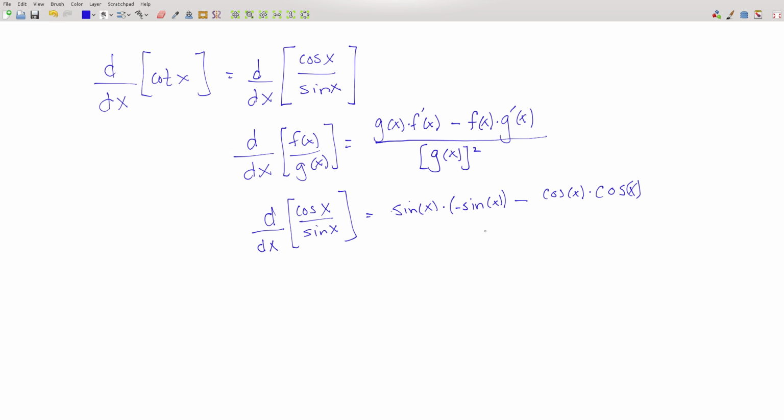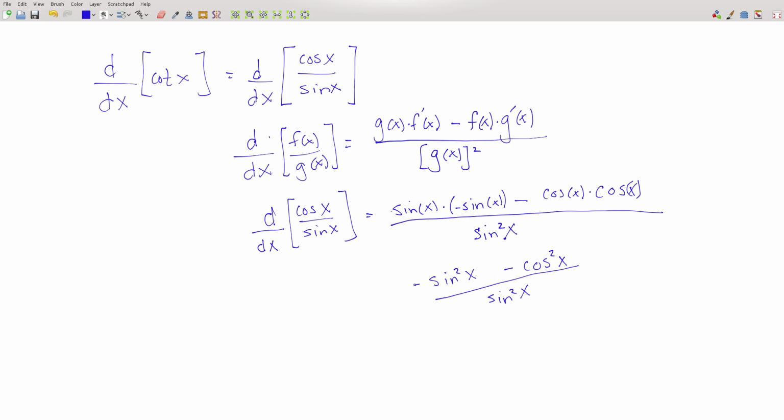Okay, so now we have all of this over the sine squared x. Now let's see what we have on top. This negative sign can be brought to the outside, so we have a negative sine squared x minus a cosine squared x over a sine squared x.